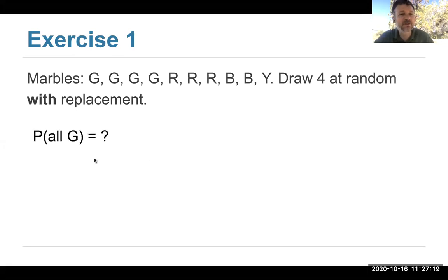And I wanna compute the probability that all 4 that I drew are green. So how would I do this? Should I use the addition rule, the multiplication rule, complement rule, something else?